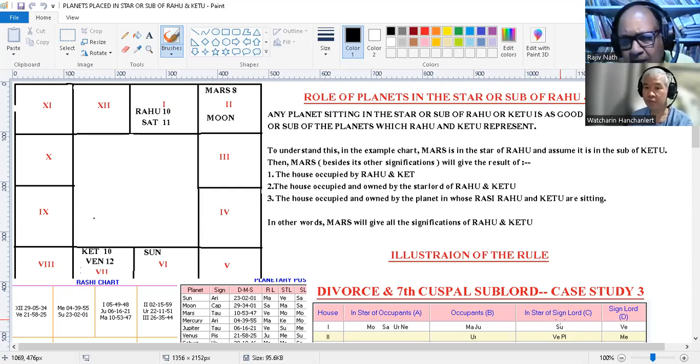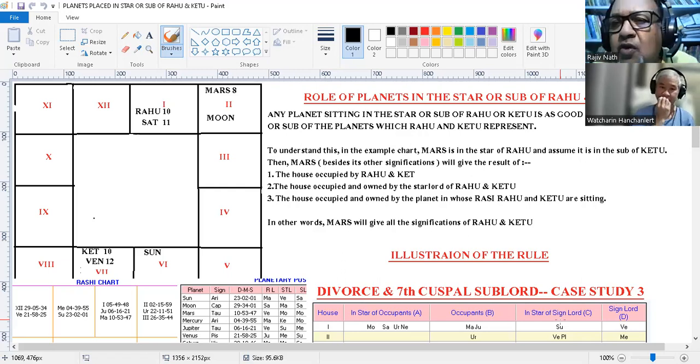Slightly confusing. Over the 2-3 days gap that we are going to have, you have to try and understand this. And then, as we go along doing predictions, you'll get a clearer picture. Then Mars will give the result of the house occupied by Rahu and Ketu, number 1. The house occupied and owned by the star lord of Rahu and Ketu, number 2. Number 3, the house occupied and owned by the planet in whose Rashi Rahu and Ketu are sitting.